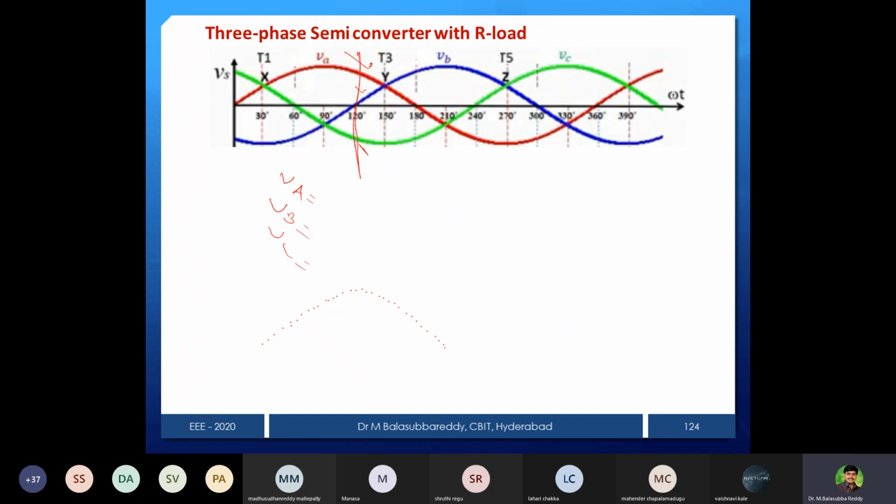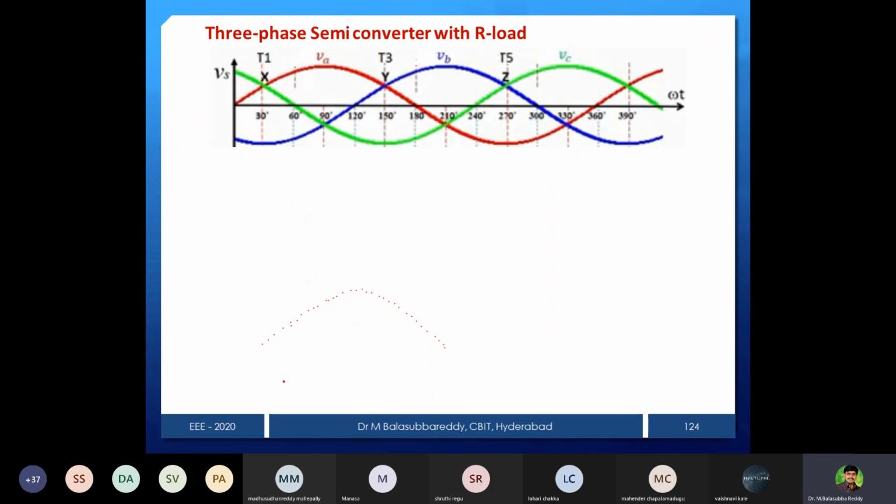So then what will happen? The A phase device will be forward biased and the C phase device will be forward biased, but C phase is a lower group device and A phase is an upper group device. So now we can see that VAC is your output voltage for that particular instant. Now we can see the firing pulses also. So that is clear to all of you.